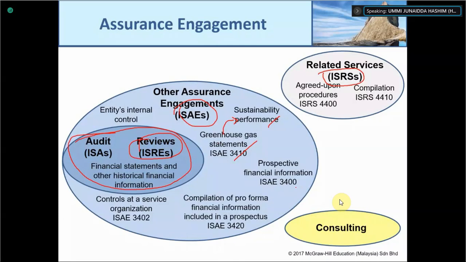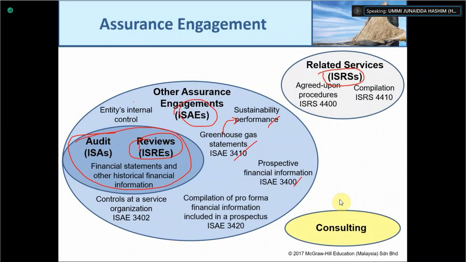And then prospective financial information, ini semua company ada related information lah of the financial. And we have the compilation of pro forma financial information included in the prospectus. Okay, so they just the previous, more or less previous financial data ataupun quarterly report, right? And then we have the controls at the service organization. So assurance engagement that auditor will provide with regard to the service, okay, in a service company, okay, control in a service company.